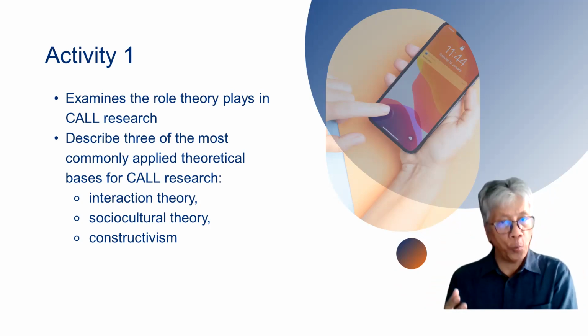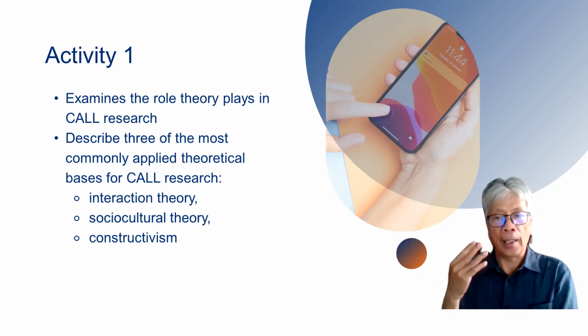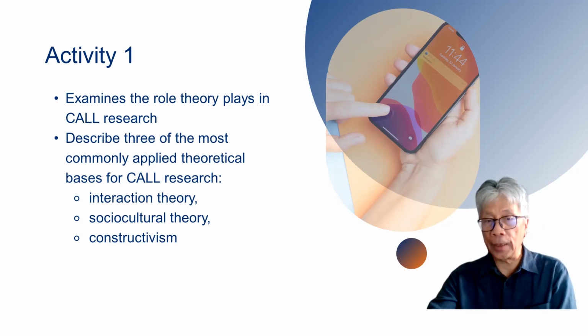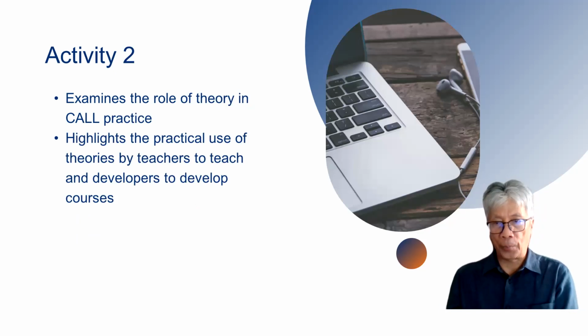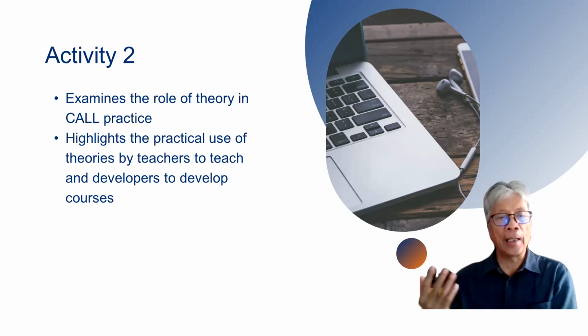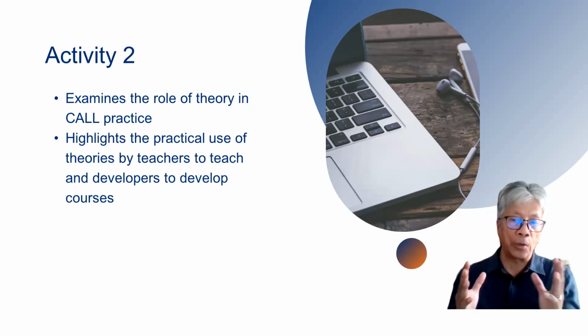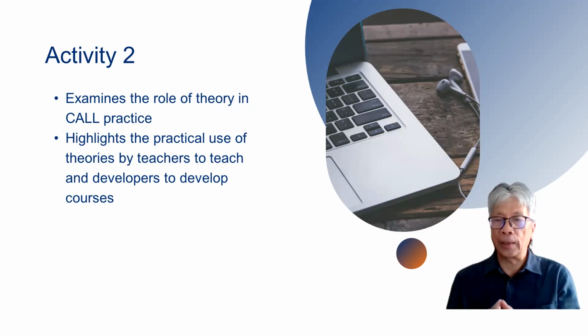So in Activity 1, you're going to look at this theory with the description and how it's used, and we'll give you some ideas about the theory itself and what research you can do later on. That's Activity 1. Activity 2, we're going to look at the role of theory and CALL practice. What's the role? And we're going to look at the highlights of practical use of theories. So it's not just theory per se out of context. That's more on the theories and the practical use done by teachers.